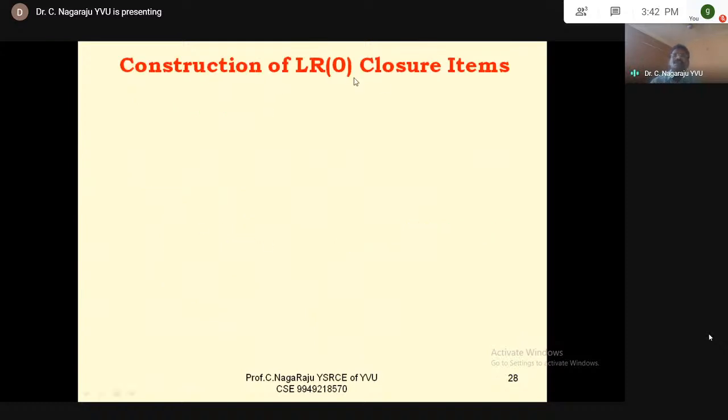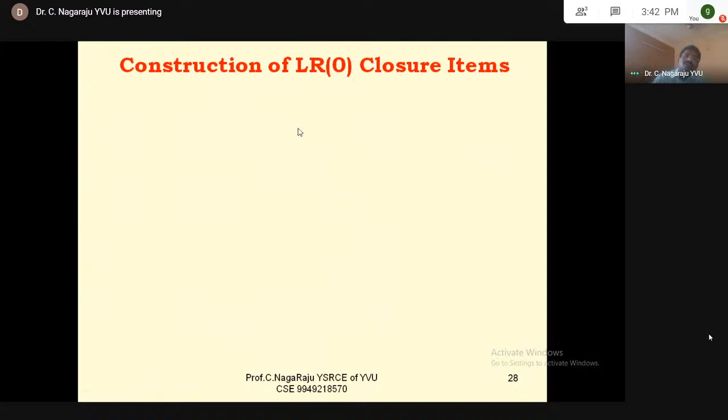So now, construction of LR closures. LR closures means you have to create these items. Based on the closure items only, we can identify the states. And based on the states only, we can construct the action table as well as the goto table. Now, how to construct the LR0 parser closures.